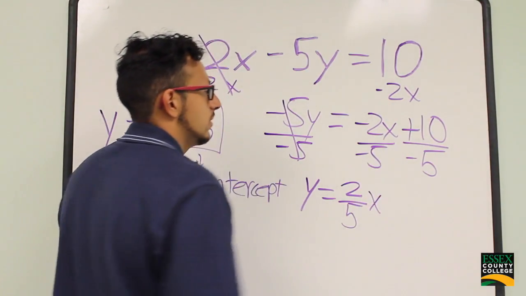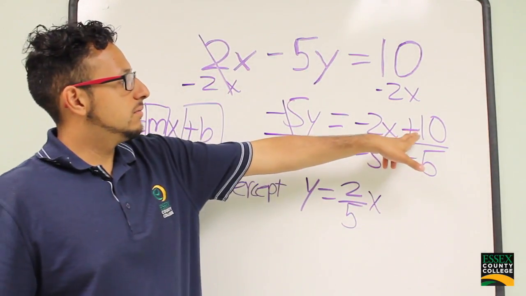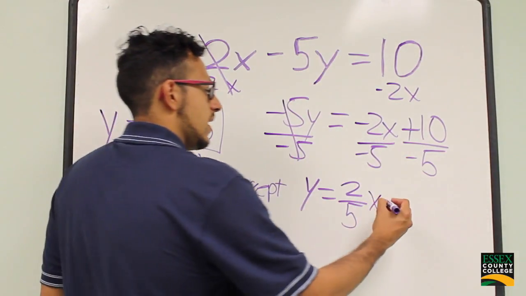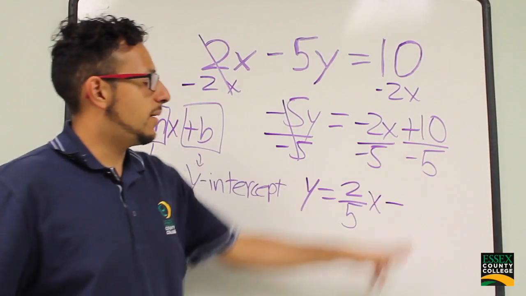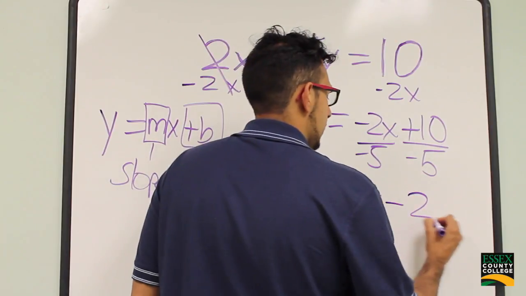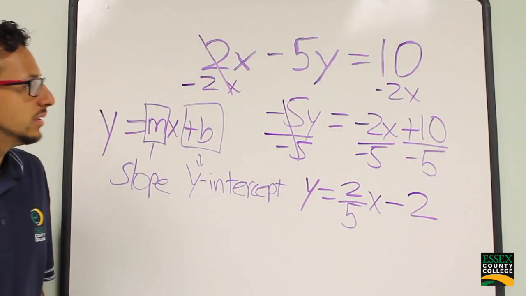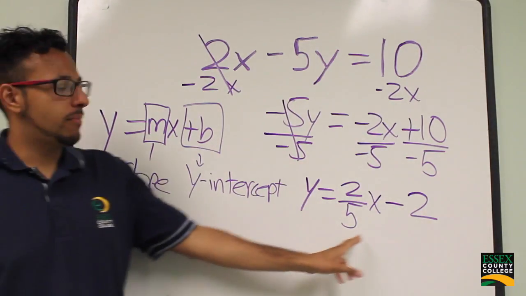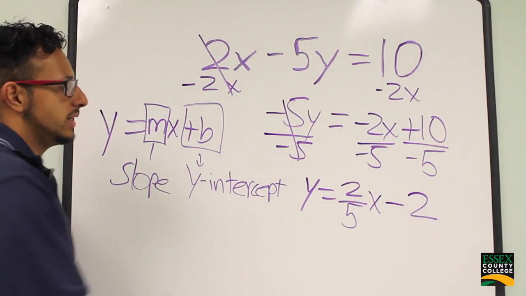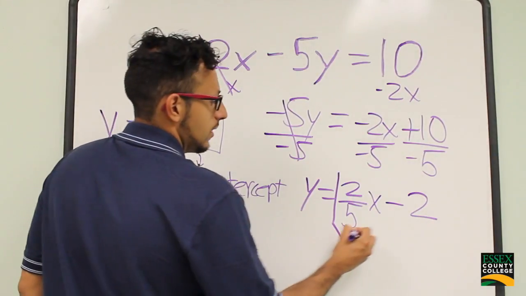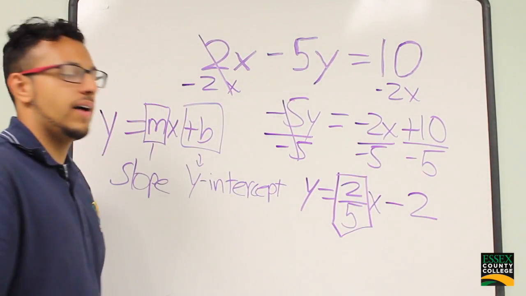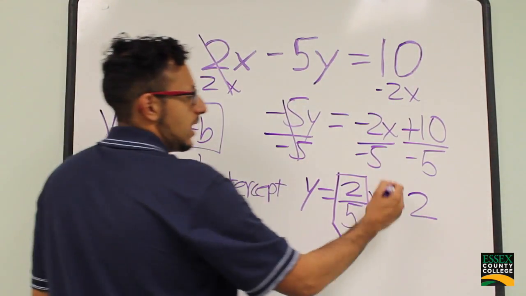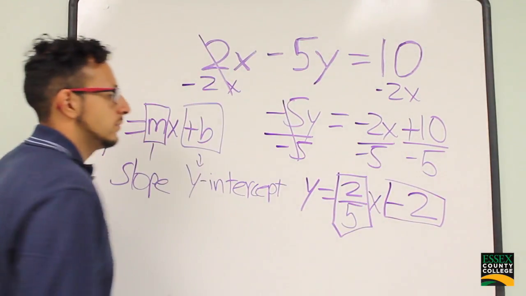x. Now, positive divided by negative is a negative, and 10 divided by 5 is 2. So now we have it in y equals mx plus b form. We identify the m as 2 over 5, and the b in this case is negative 2.